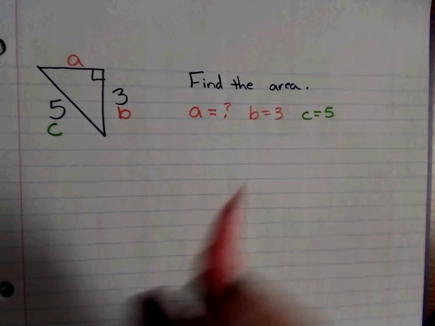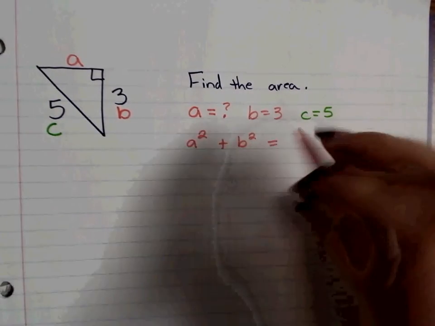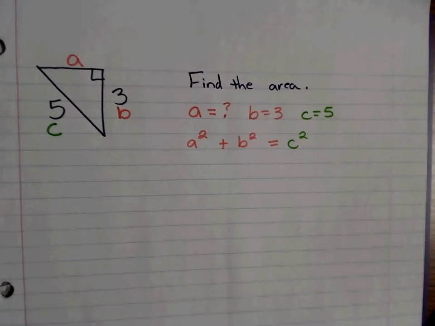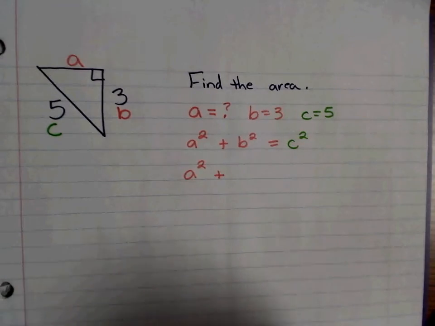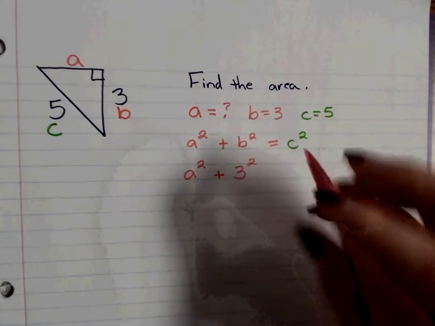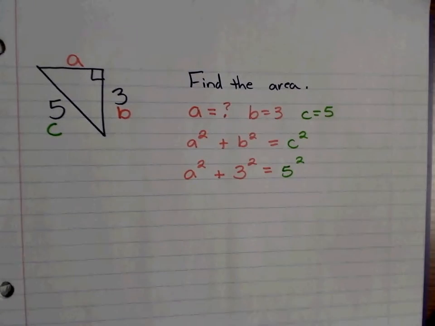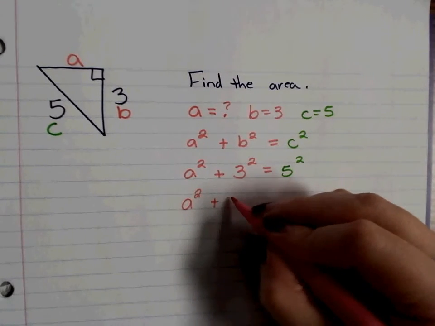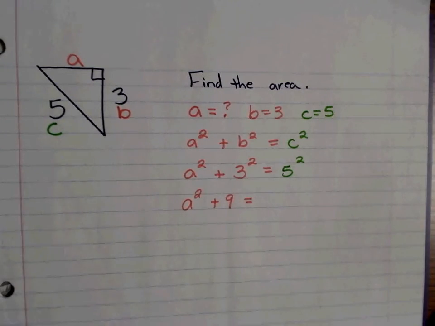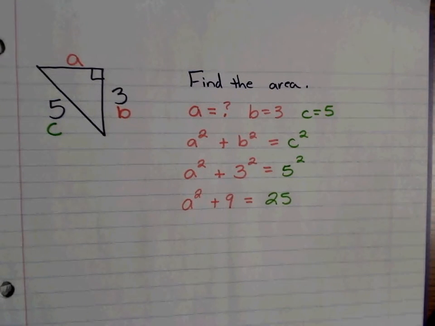So now when I create my formula, my A squared plus B squared equals C squared, I'm just plugging everything in. I don't know the A, so it stays A squared. But I do know B. B is 3, so it now becomes 3 squared equals C squared, which now becomes 5 squared. So what is 3 squared going to give me? 9. So we have A squared plus 9 is equal to, what's 5 squared? 25.